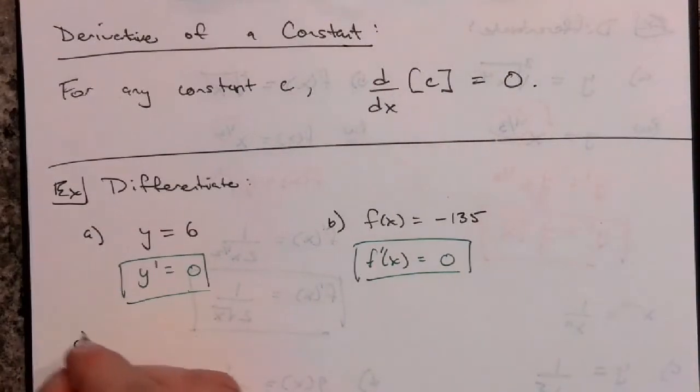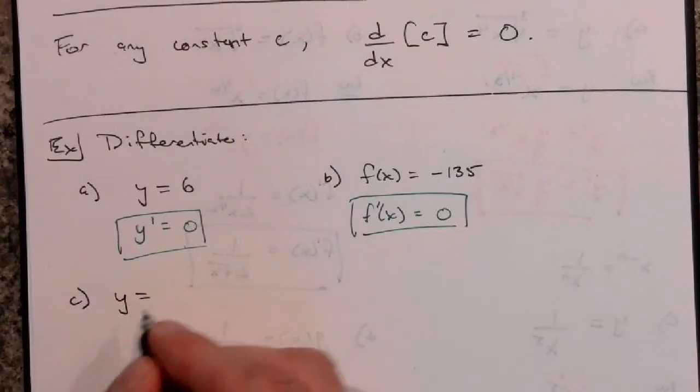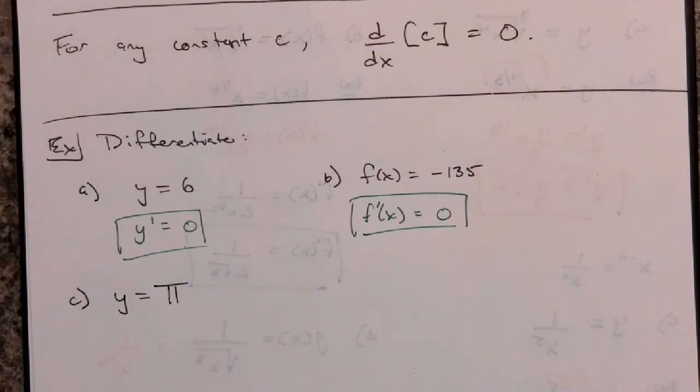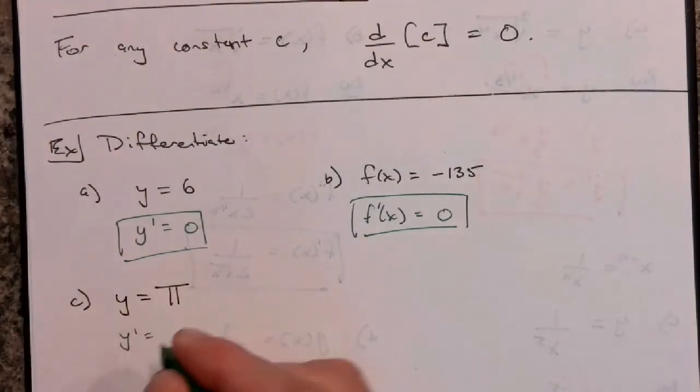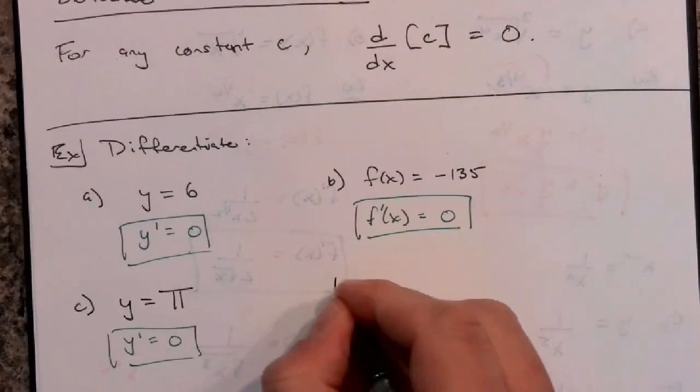Don't let it throw you off if the constant is something that doesn't look like a number you're used to seeing. Like if I said y equals pi. Remember, pi is a number. It's an irrational constant, but it's still a constant. So what's the derivative? Well, the derivative of a constant is 0. So y prime equals 0.